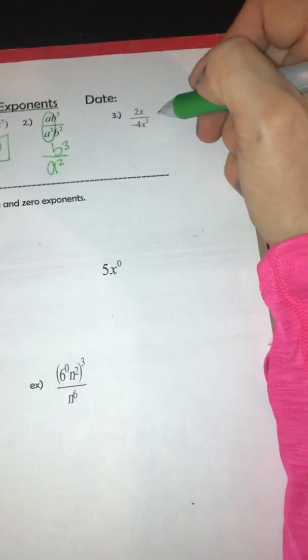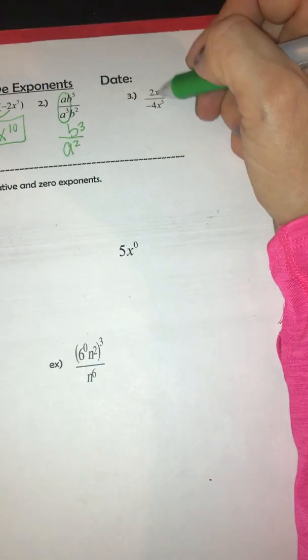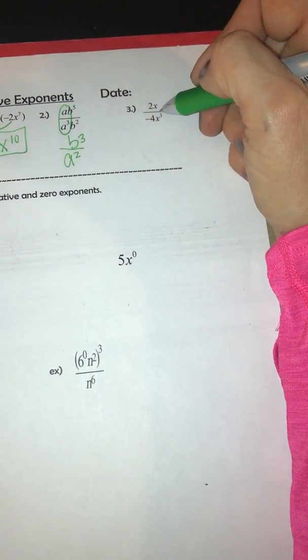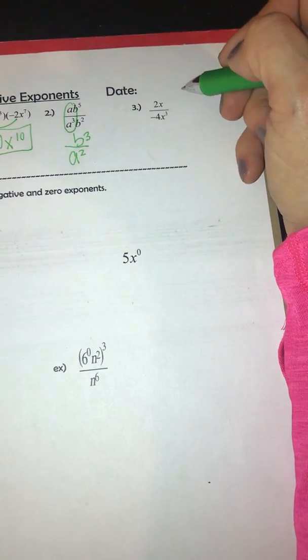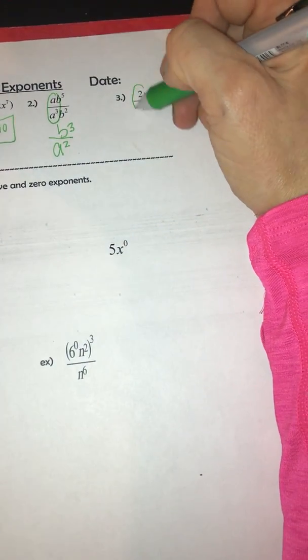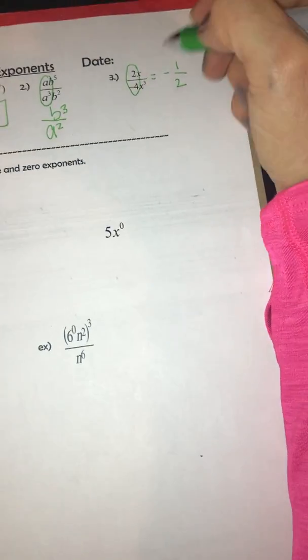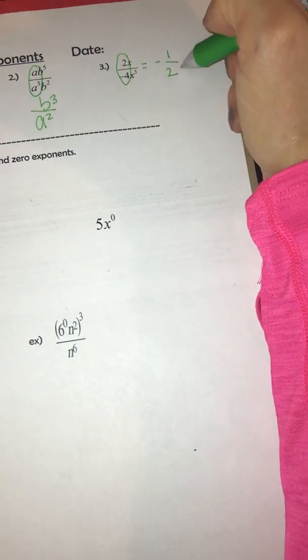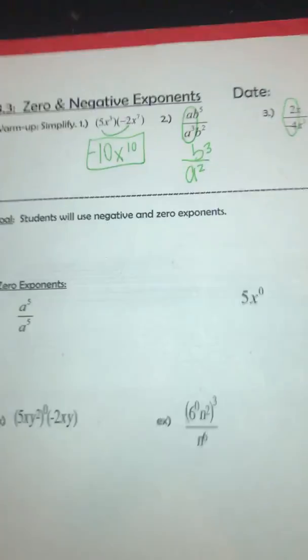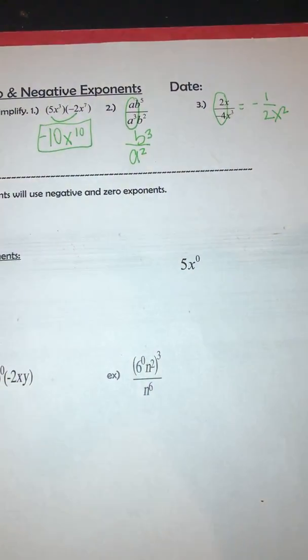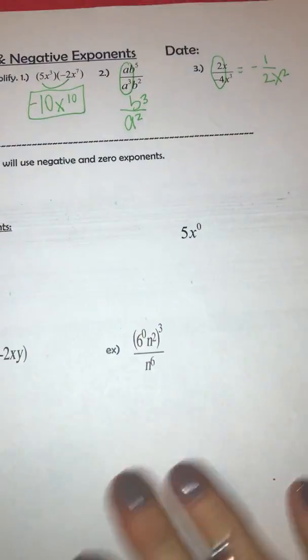And then finally on warm-up number 3, I can simplify the 2 over -4. Remember, just treat that like a normal fraction. So that'd be -1/2. I can put the negative on the top or the bottom or in the middle. And then there are more x's on the bottom, so it's x squared on the bottom. Hopefully that makes sense. That's what we learned about last class.